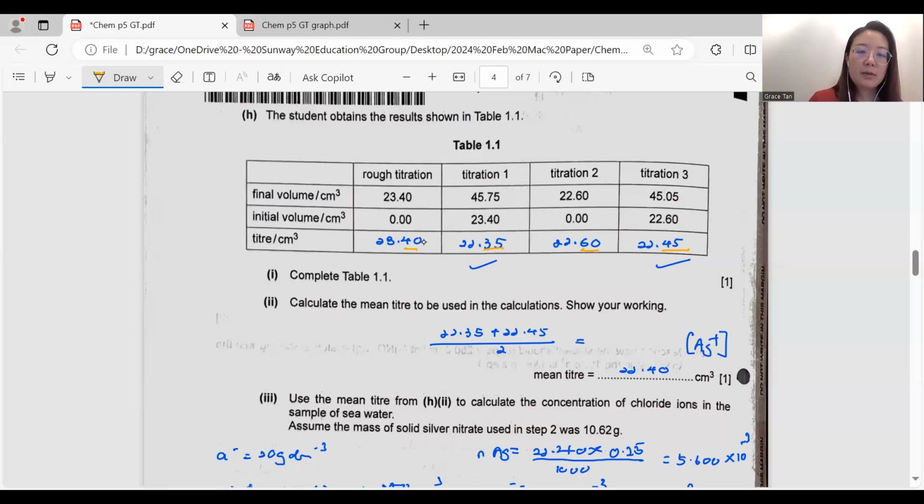Part 2, calculate the mean titer. For those who are still unclear, to calculate an average titer or a mean titer, you can only use titration.